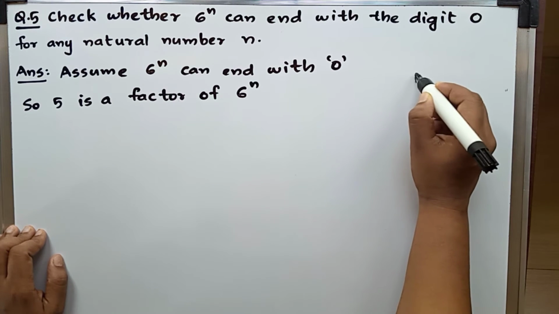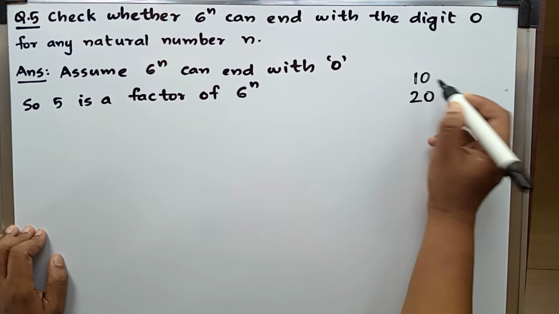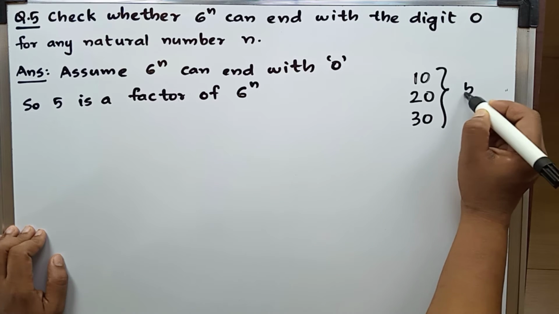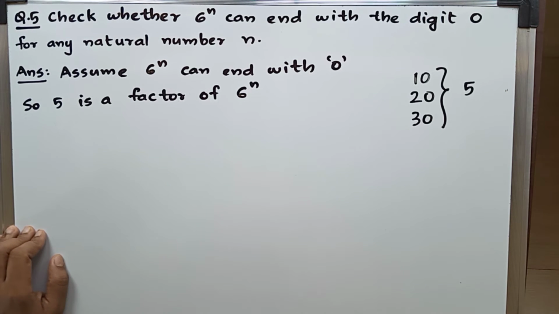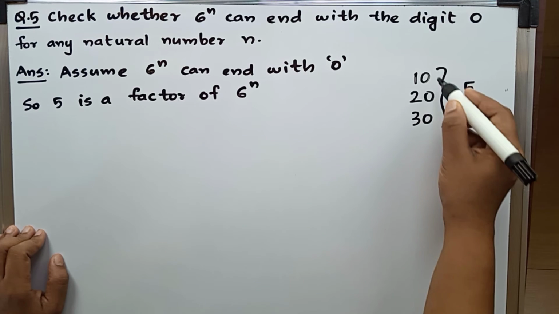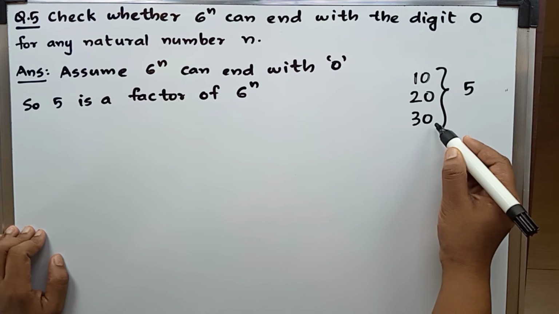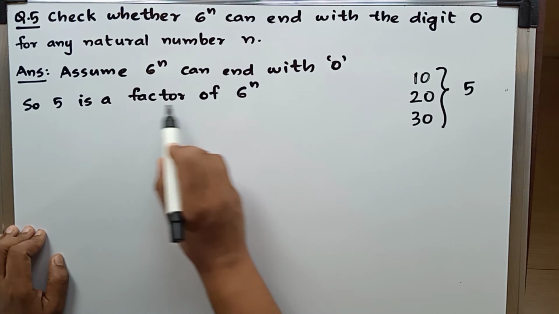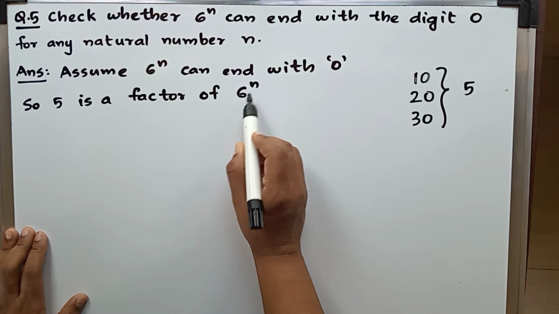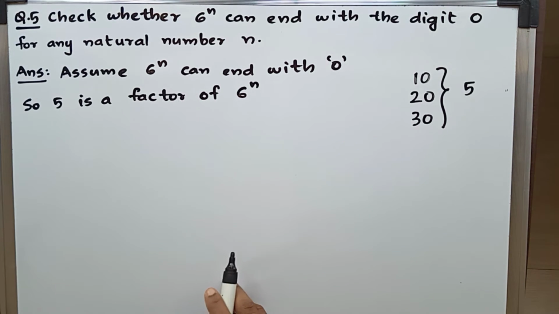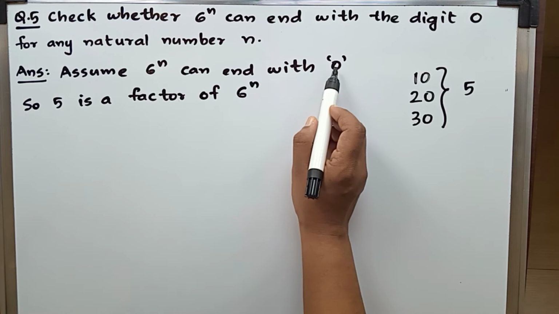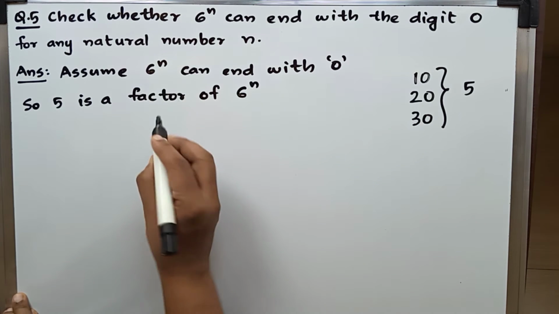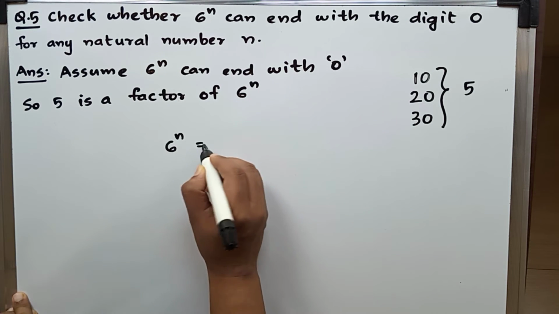Any number which ends with 0, see 10, 20, 30, all these numbers are multiples of 5, right? In other words, we can say 5 is a factor of all those numbers which end with a 0, right? So we can say 5 is a factor of 6 raised to n according to our assumption, okay? If we assume that 6 raised to n ends with 0, then 5 is a factor of 6 raised to n.